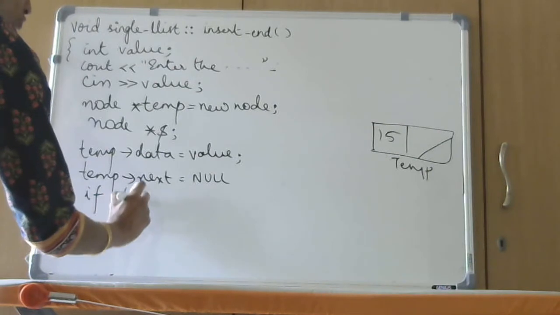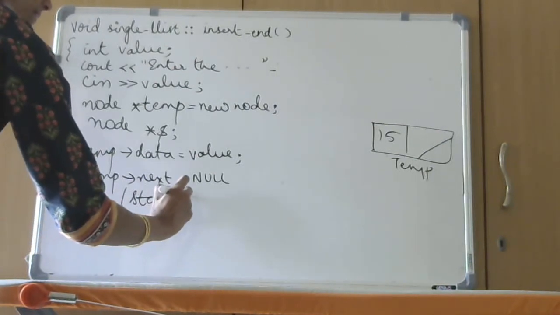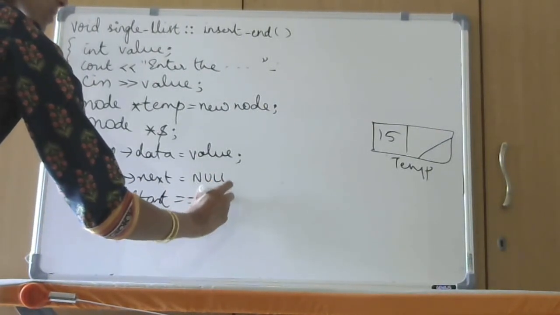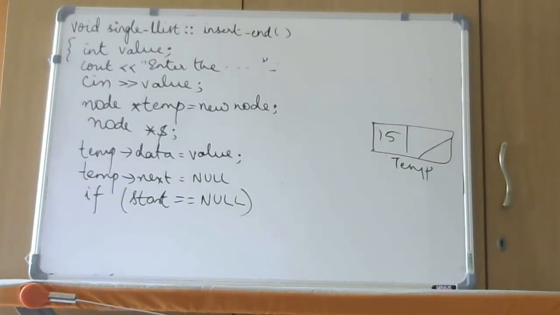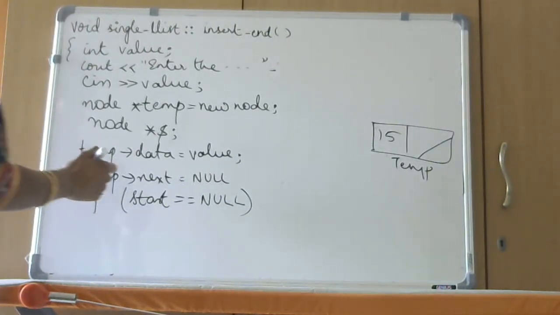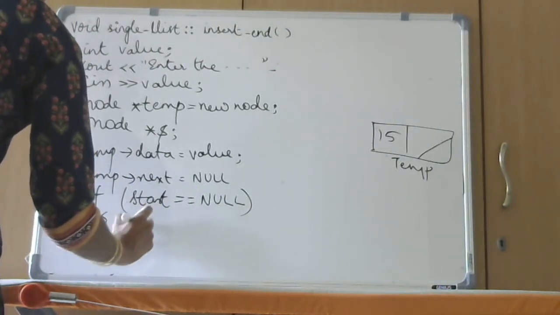So again I have to check if the linked list is empty. How do I check? If start is equal to null. Start is null means there are no elements in the list at all. There are no nodes currently. So this node itself will become the first node. Since there are no nodes, this will be the first and this will be the last. Correct? So the same thing we wrote for the insertion will come here also.